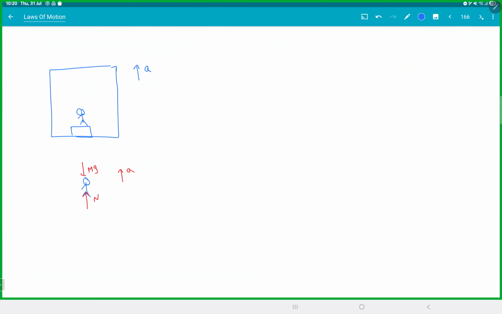Let's call this N1 while going up. So N1 minus mg is equal to mass into acceleration. So we get N1 is equal to m into (a plus g). And you're telling me this reading was 72 kgs. That means this was 720 newtons, isn't it? If the reading is 72 kgs, it must be measuring 720 newtons.